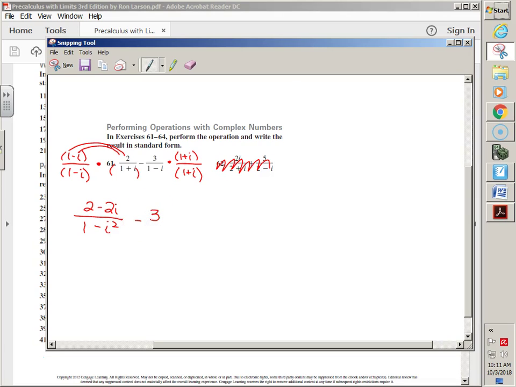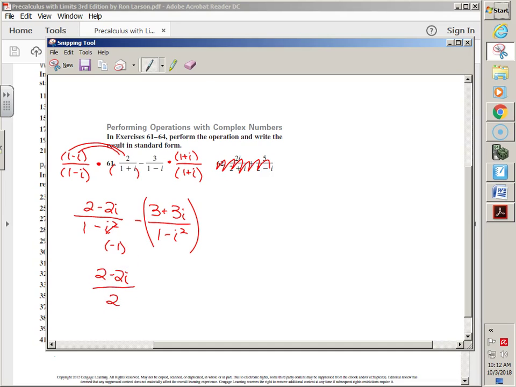Now be careful. I'm going to go ahead and just do 3 plus 3i. Just be careful. I haven't distributed the minus yet. That's where some people might have gotten messed up. And I still have 1 minus i squared. I squared turns into what, everybody? And 1 minus a negative 1?